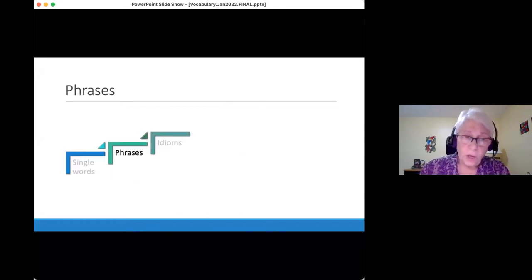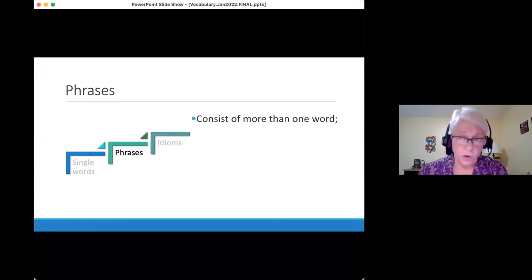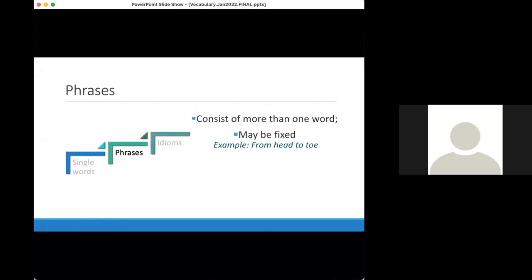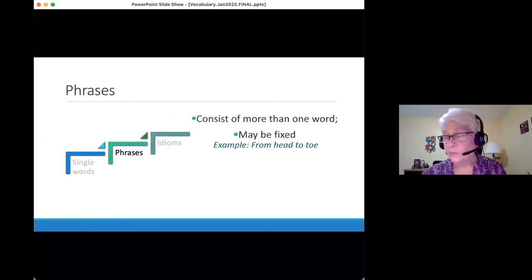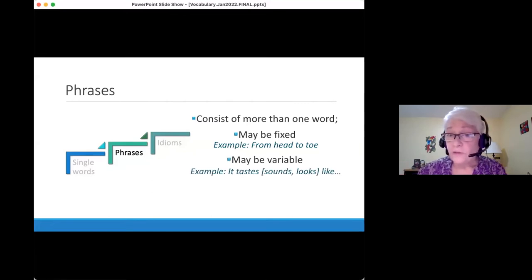Phrases consist of more than one word, and they may be fixed. So think about this example, from head to toe. We don't go around saying in English, from toe to head, or from neck to toe. The expression is fixed, from head to toe. There are other kinds of phrases that are variable. So think of this example. Oh, it tastes like watermelon. It sounds like thunder. It looks like a shiny penny. We can substitute these different sensory verbs, but within this phrase.